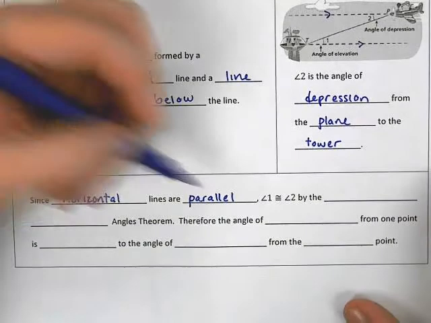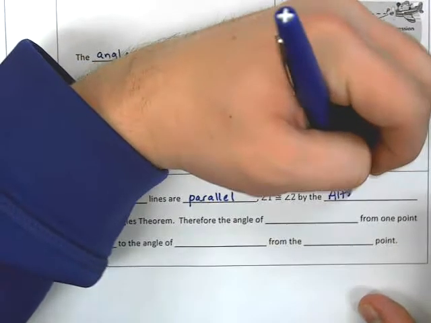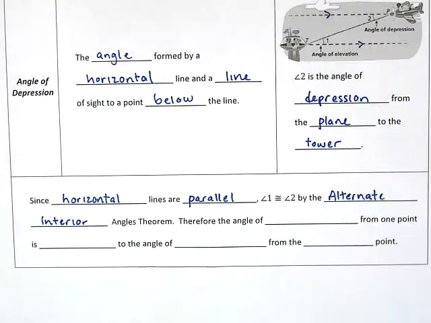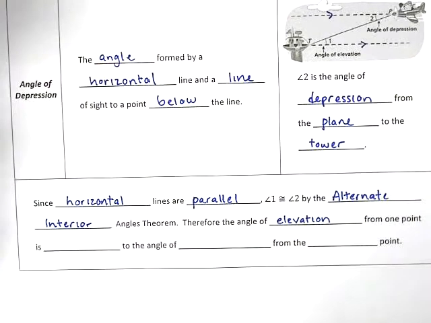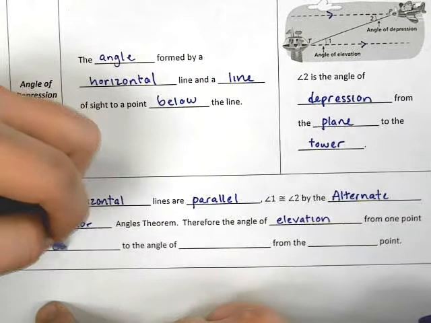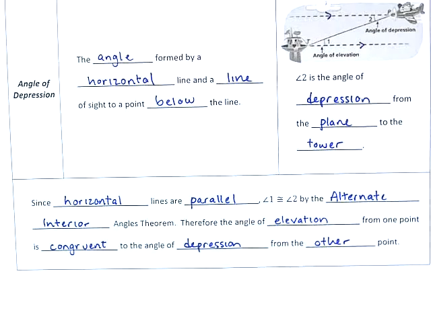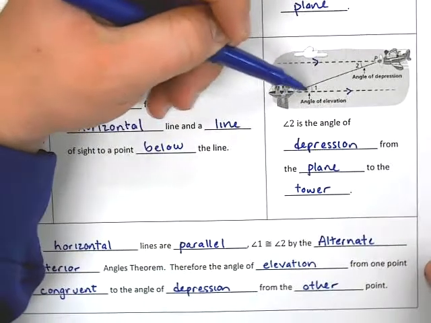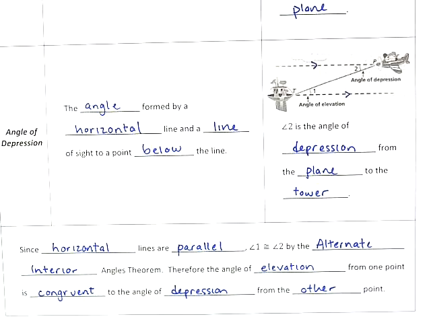Since horizontal lines are parallel, angle 1 and angle 2 are congruent by the alternate interior angles theorem. Therefore, the angle of elevation from one point is congruent to the angle of depression from the other point. Alright? So angle 1 at point T, this angle that's going up, is exactly the same as the angle from the plane going down. Alright? And that's useful. We're going to use it.